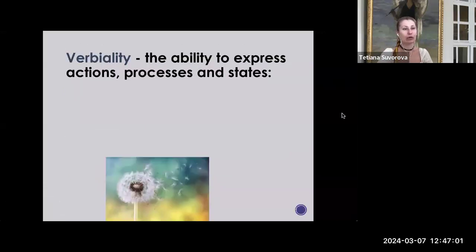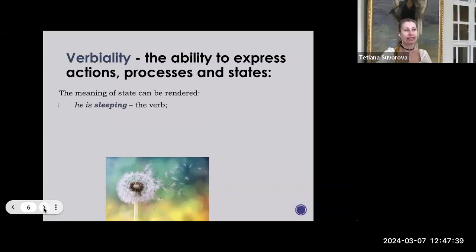Well, so then once we speak about some general ideas, some general concept of verbality, that is all these elements together, like this flower which consists of different elements that can be described separately. So it is the ability to express actions, processes, and states, just the way it is shown here in this image of floating parts of the flower. Well, so the meaning of the state can be rendered as the verb: he's sleeping.